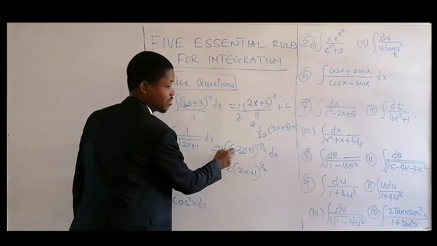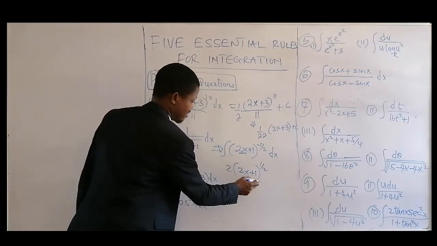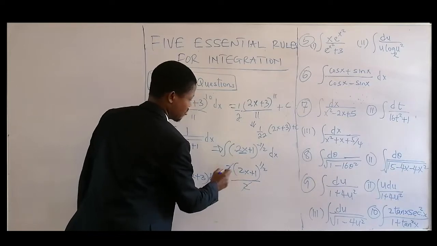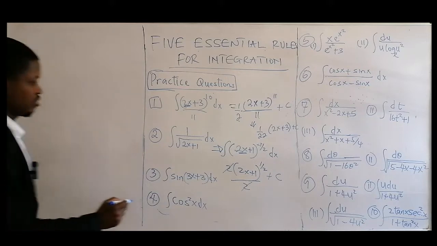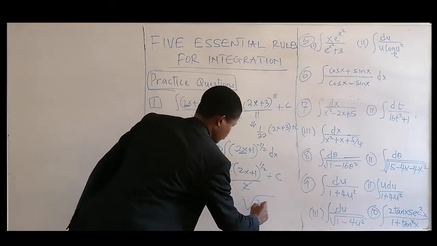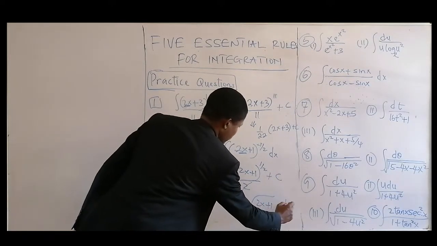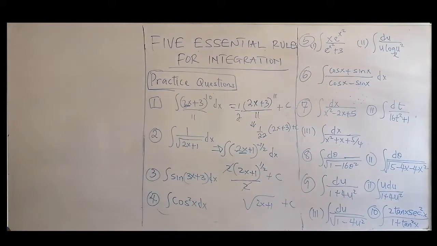Okay, and don't forget there's an attachment to the variable. That's a 2 to the variable. Okay, use that 2 to divide. So this one will cancel. So that's your answer. Your answer is root of 2x plus 1, plus c. So that's that on question 2.